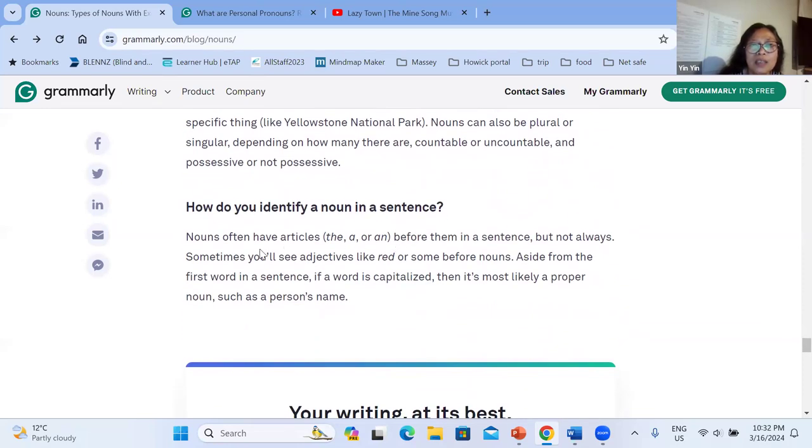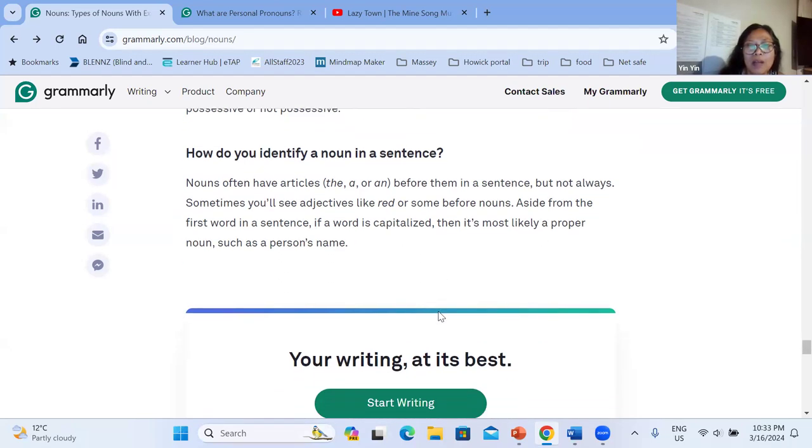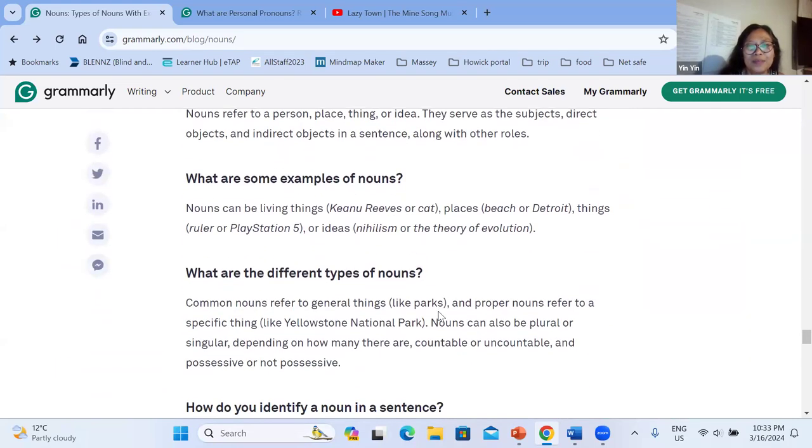How do you identify a noun in a sentence? Nouns often have articles before them in a sentence, but not always, like Keanu Reeves, a proper noun. Sometimes you will see adjectives like red or some before a noun. Aside from the first word in a sentence, if a word is capitalized, then it's most likely a proper noun, such as a person named Luna. The end. All about nouns.